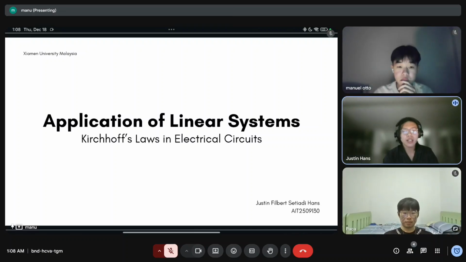In this section, I will discuss the application of linear systems using Kirchhoff's laws in electrical circuits. Kirchhoff's laws are commonly used to analyze electrical circuits with multiple components. When circuits become complex, Kirchhoff's laws allow the circuit to be modeled mathematically as a system of equations because the relationships between voltage and current are linear. The circuit equations form a linear system. Solving this linear system allows us to determine the currents flowing in the circuit.